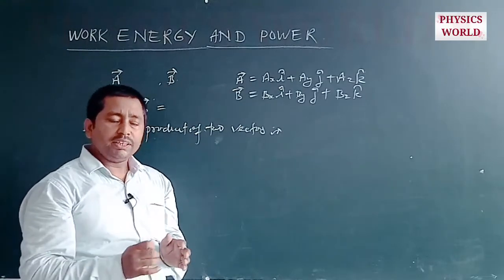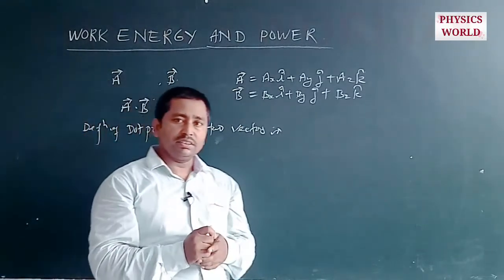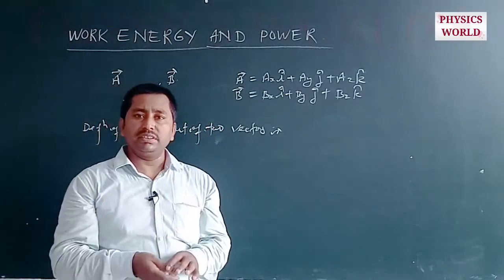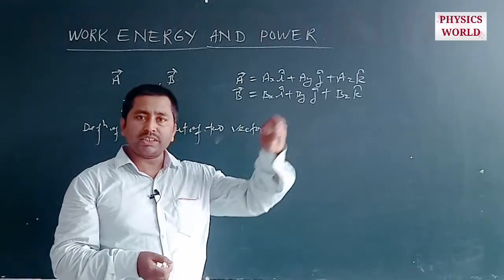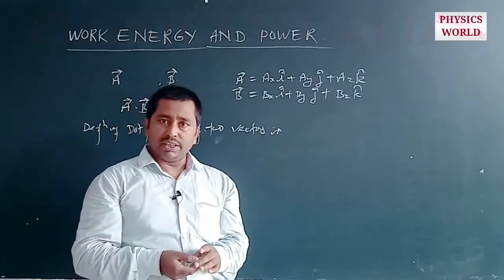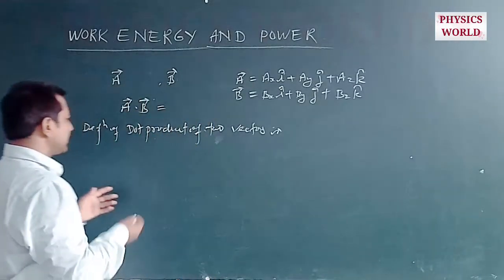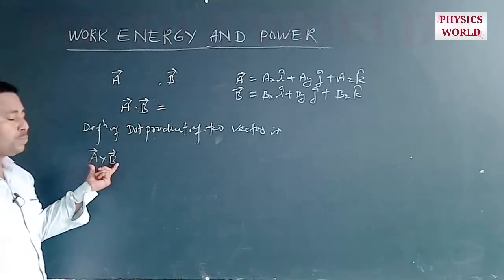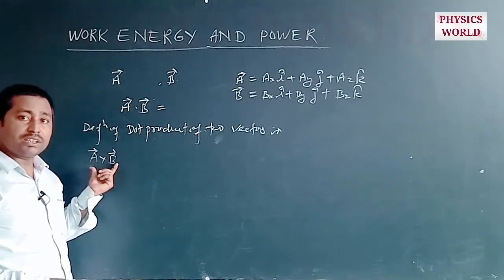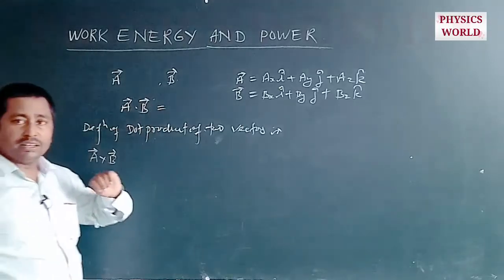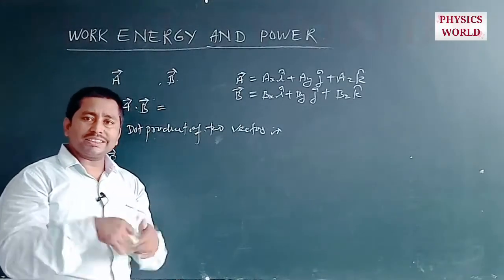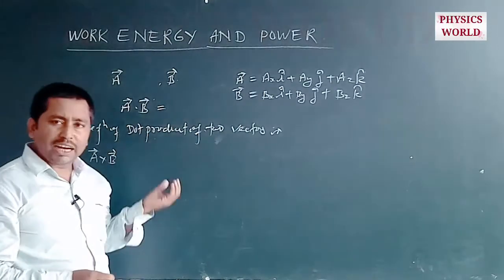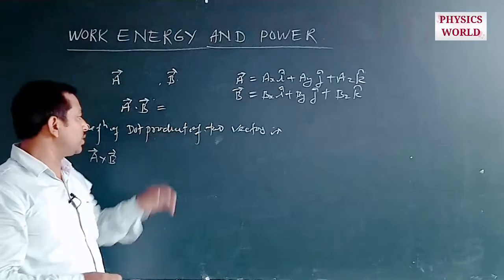But if we multiply two vectors by some method by which we obtain a vector quantity, such a product is known as the vector product, and it can be represented by the symbol cross. This is a cross product. This will give a vector quantity, but when we multiply two vectors such that the resultant is a scalar, the product is known as the dot product, also known as the scalar product of two vectors.